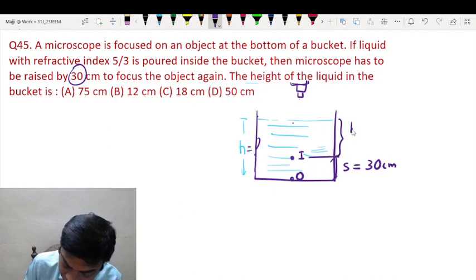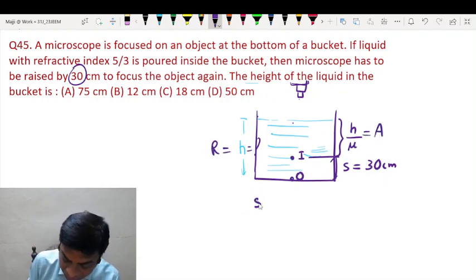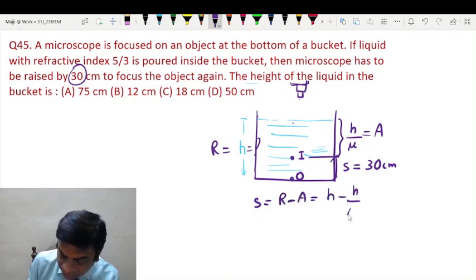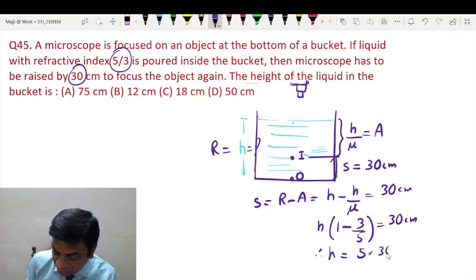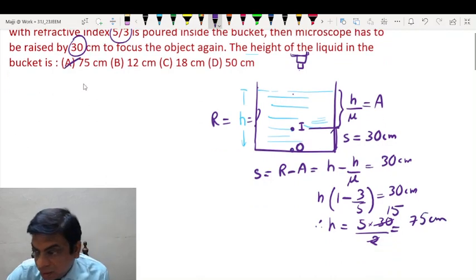So this distance is h by mu. Apparent depth. This is the real depth and this is the apparent depth. So as we all know that shift is equal to real depth minus apparent depth. That is h minus h by mu. It is given as 30 cm. So h into 1 minus 1 by mu, where 1 by mu will be 3 by 5. Therefore h is equal to 5 into 30 by 2. So 2 into 15, 15 fives are 75 cm. So the option is the correct option.